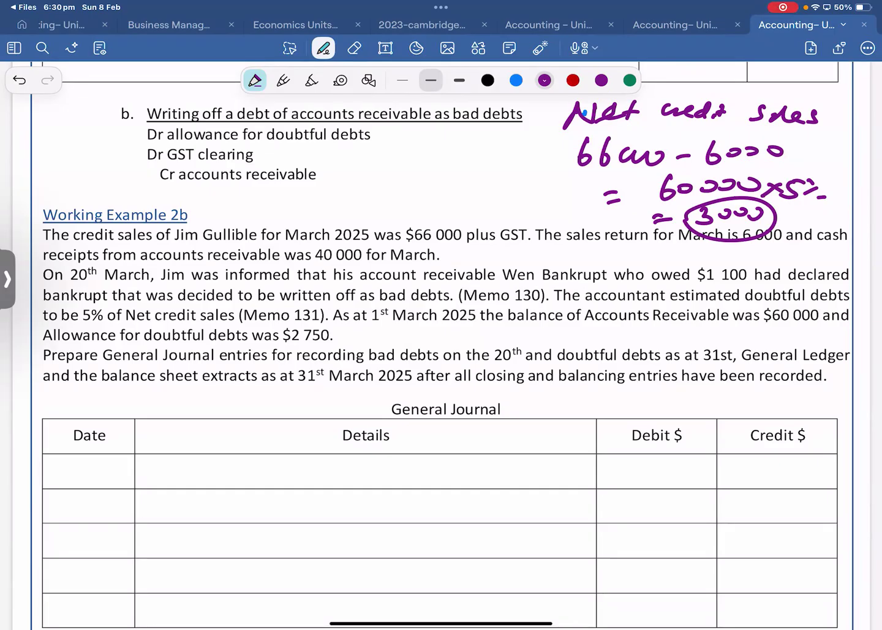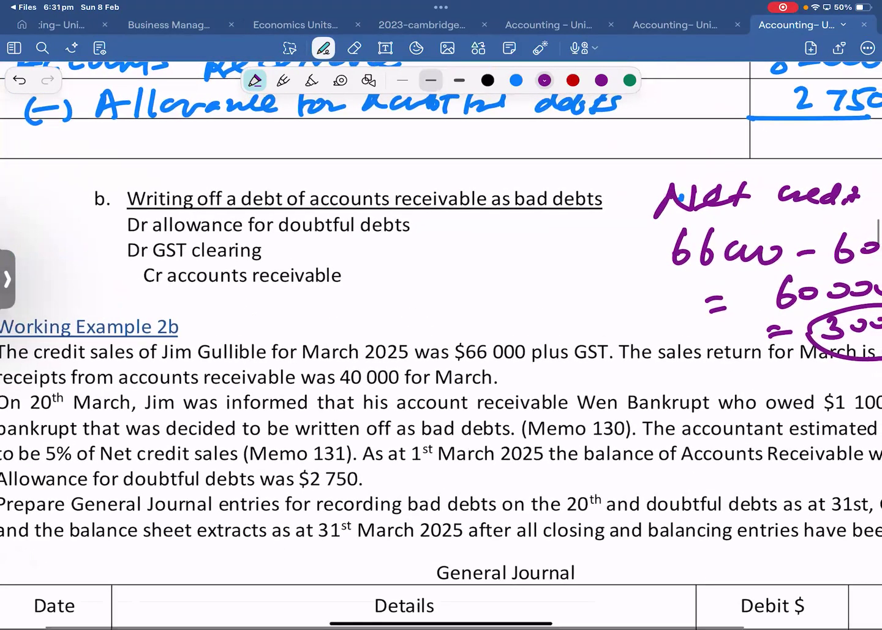Now what is happening? Now we are on 20th March. Have we gone to the last day of the period? No. So then we have to do this one beforehand. Then what's the double entry for that? Debit the allowance for doubtful debt, debit the GST clearing, and credit the accounts receivable.